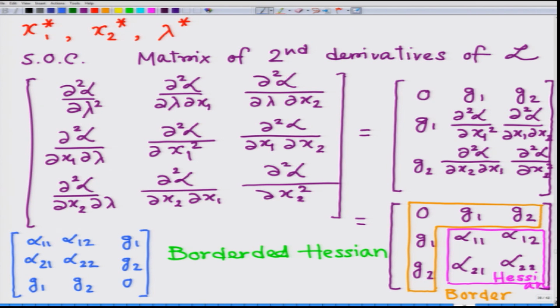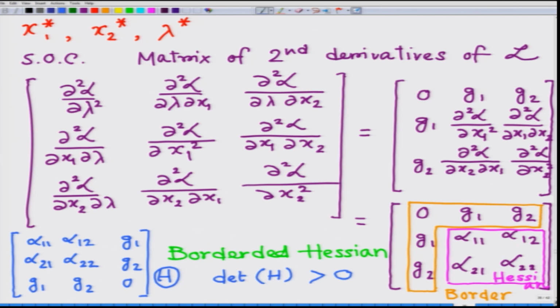Now, once this bordered Hessian matrix is constructed, let us see the second order condition. How can we state the second order condition? For a maximization problem, the Hessian has to be a negative definite matrix subject to the constraint. Thus, if we name this matrix H, then the determinant of this H matrix has to be positive, and that is the second order condition for maximization.